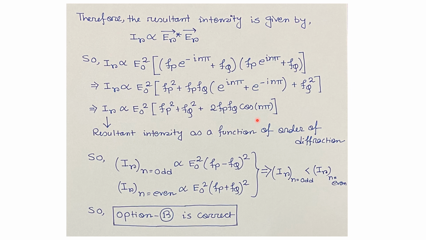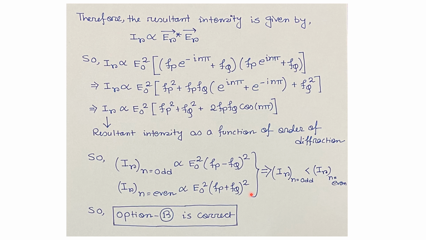Here, two possibilities will come. One is for odd values of n and the other is for even values of n. For the first case, n equals odd, cos n pi equals minus 1. Effectively, we will get I R proportional to E naught square multiplied with (Fp square plus Fq square minus 2 Fp Fq). So for n odd, it will be E naught square multiplied with (Fp minus Fq) whole square. Similarly, for n even, cos n pi will be plus 1. Hence, we will get the resultant intensity for n even proportional to E naught square multiplied with (Fp plus Fq) whole square.